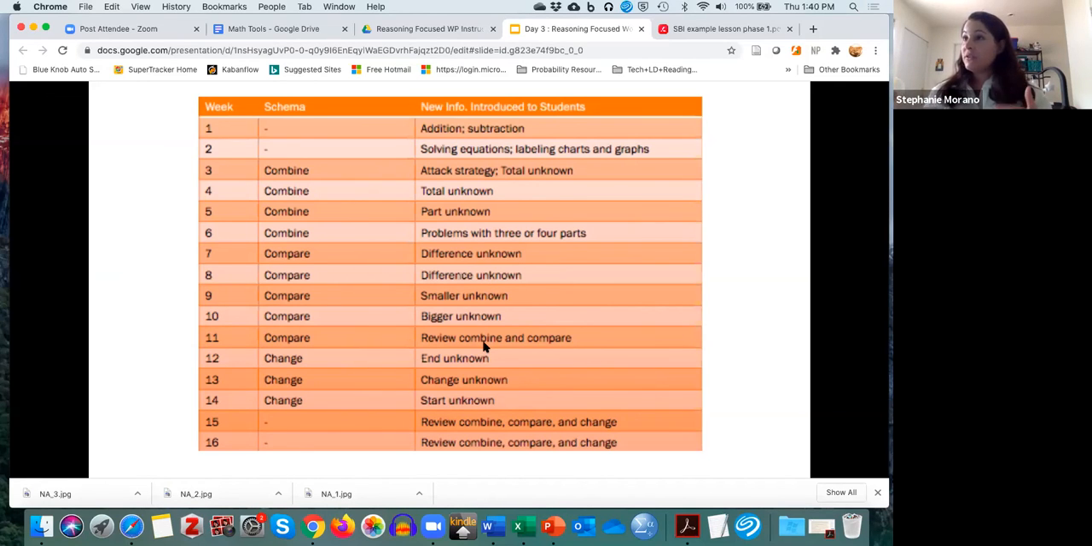When you are introducing problems with 3 or more parts, you just adjust your graphic organizer. So you've got a box for P1, a box for P2, a box for P3, and then a box for total. You can just add on boxes for the additional parts as you're adding those into the problems.